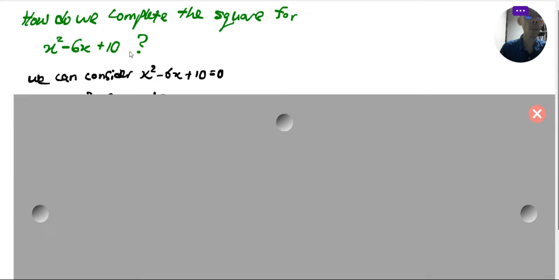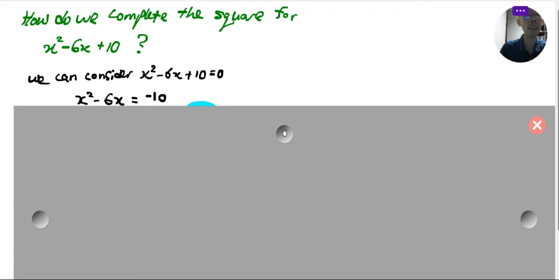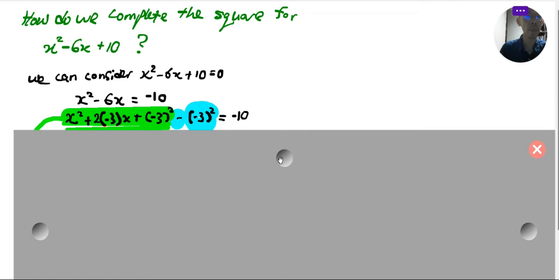What about this, where we don't really know? What we do in this case is that what is troubling us is this plus 10. So we consider x squared minus 6x plus 10 equal to 0. Then put the plus 10 to the other side. Basically, we're going to deal with the first two terms, the x squared and the minus 6x.